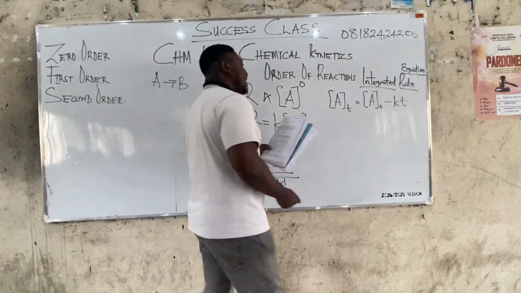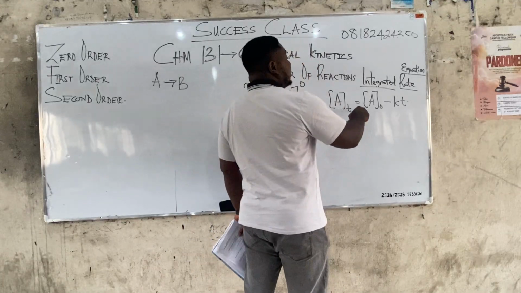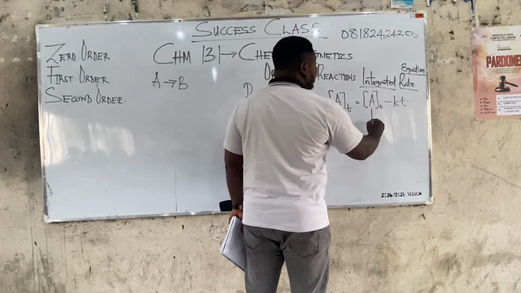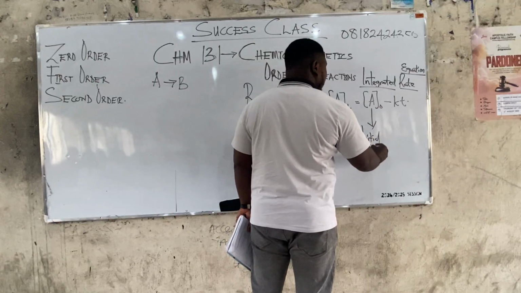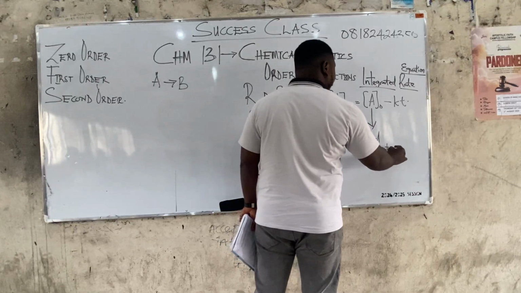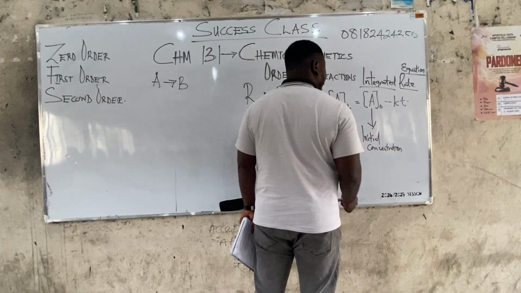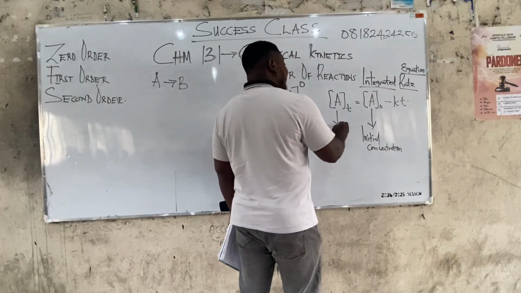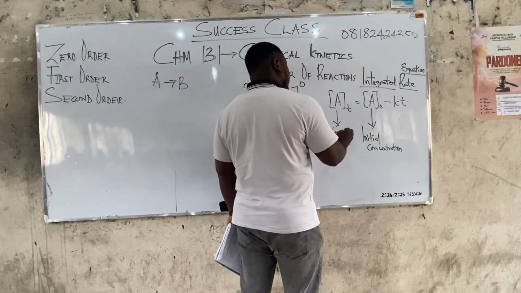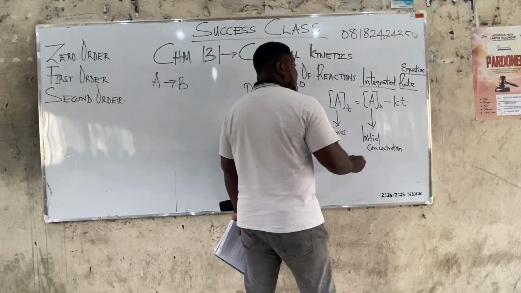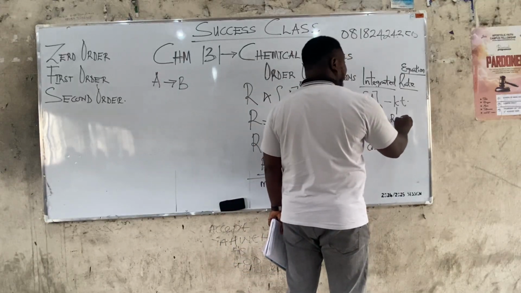Class, A naught represents the initial concentration of the reactant. Initial what? A_t represents the final concentration after a particular time. Final what? K represents the rate constant. Rate constant.